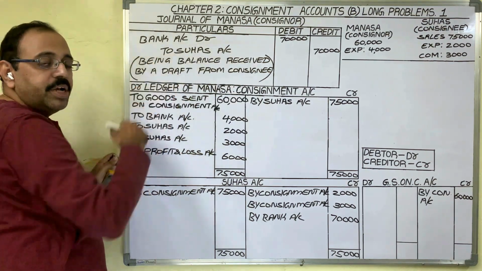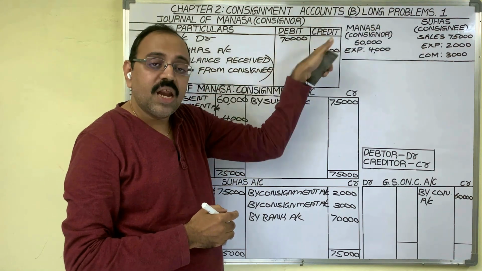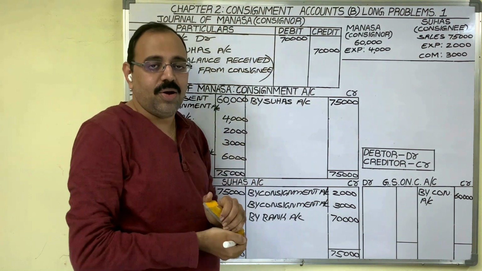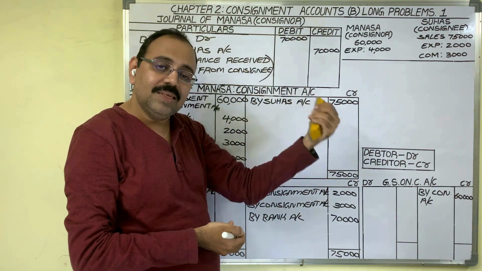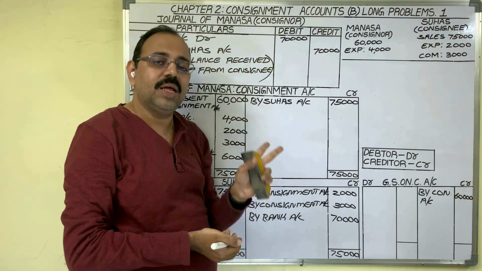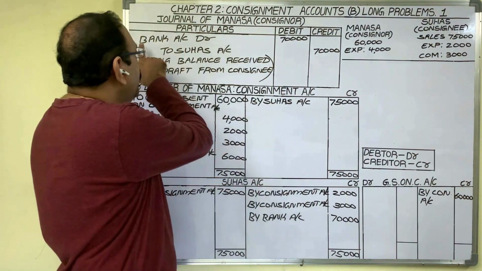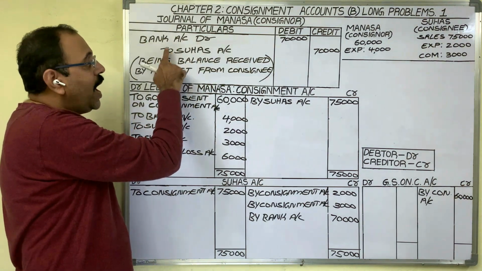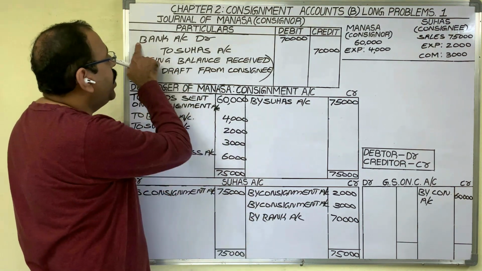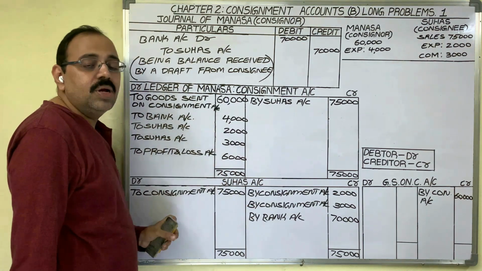Why is bank account debited? Think from Manasa's point of view. Suhas has given a draft to us. Means directly money will be deposited in our bank account. So bank becomes a receiver. Bank account is a personal account now. Personal account rule: debit the receiver, credit the giver. As bank is becoming receiver, we have to debit bank account. So as Suhas is credited, in Suhas account, on the credit side we posted by bank 70,000 rupees. So Suhas account is also completed.